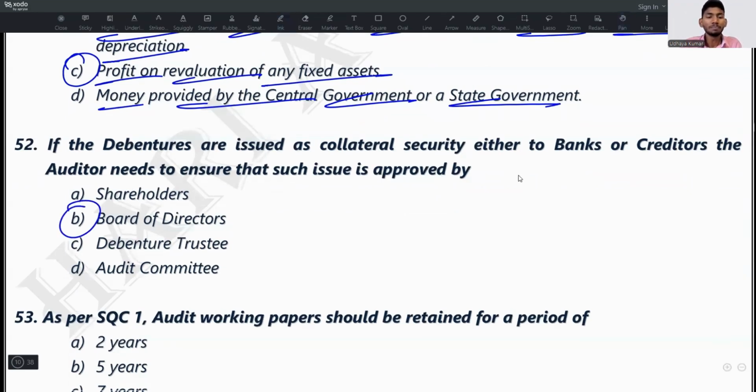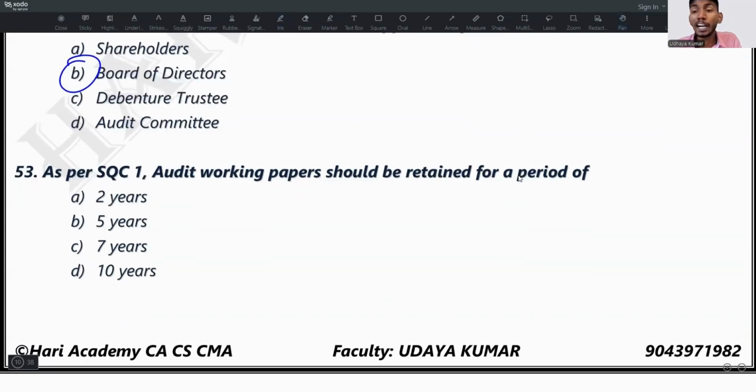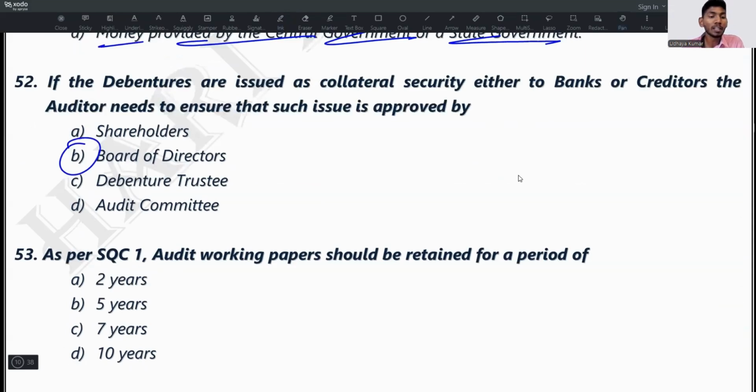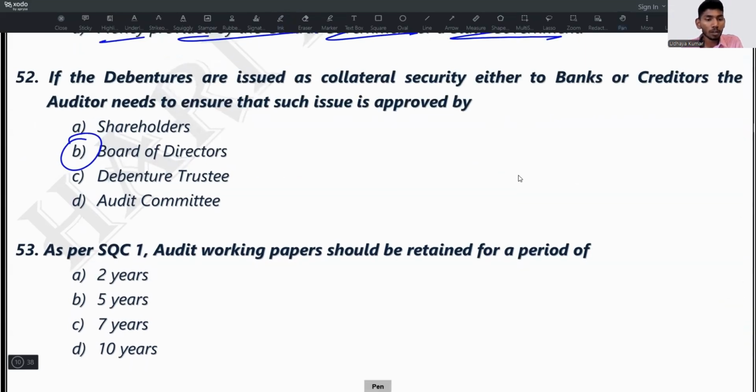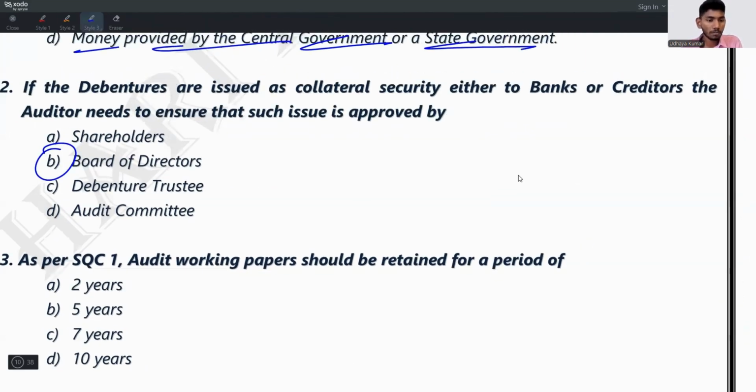Question number 53. As per SQC 1, Standard on Quality Control 1, audit working papers should be retained for a period of, in audit documentation we have discussed, right? So how many years? As per SQC 1, it is set by whom? ICAI. The Institute of Chartered Accountants of India has prescribed that the members have to retain the working papers for a period of 7 years as per SQC 1. 7 years.